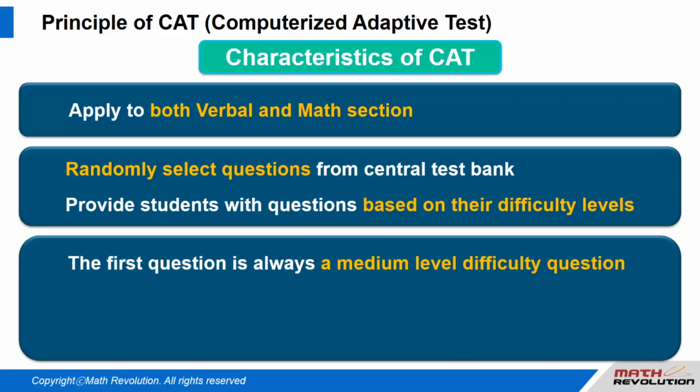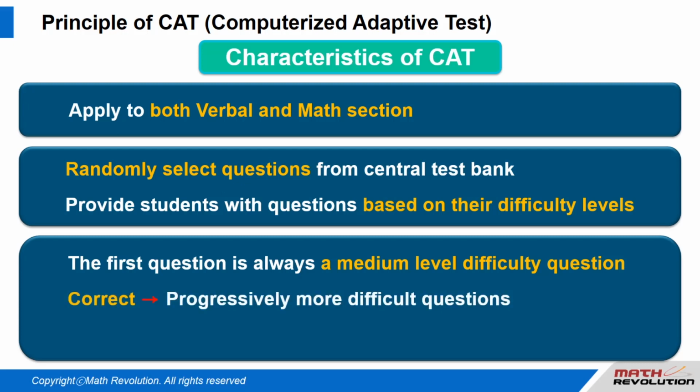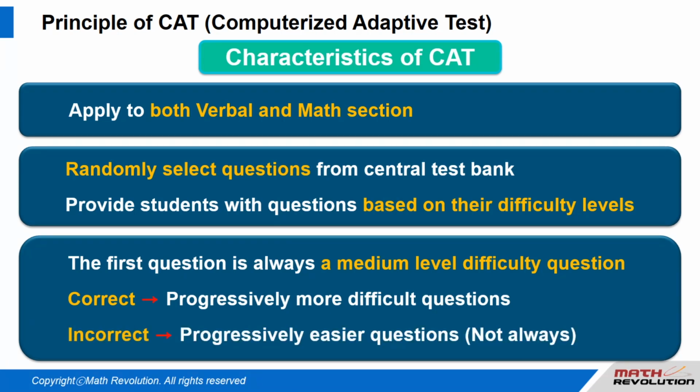The first question is always a medium-level difficulty question. Before moving on to a next question, the CAT scores each question based on both the student's answer and the length of time taken per question. Students usually get progressively more difficult questions if they answer previous questions correctly. But getting easy questions doesn't always mean that students answered previous questions incorrectly.